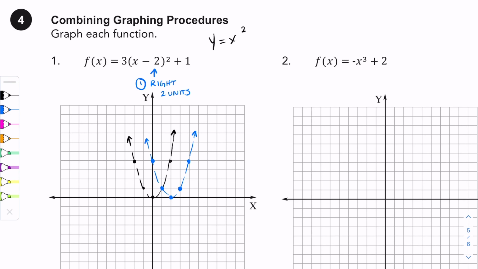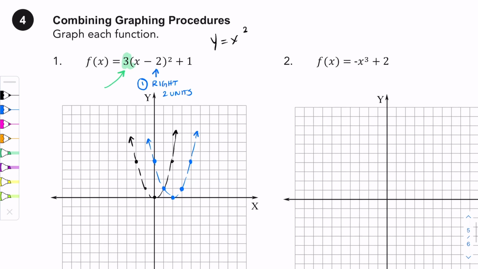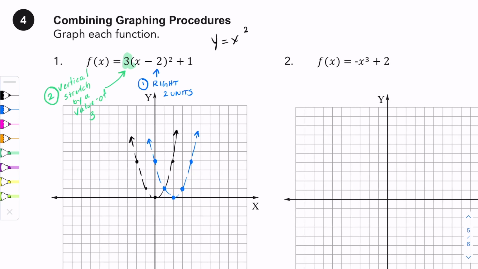The next thing we look at is dilations. We have a dilation of 3. This would be a stretch. So a vertical stretch by a value of 3. And that's the second step. If you have a vertical stretch, that means that you are multiplying all the y coordinates of your previous function by 3. The previous function is the last function that you graphed, which is the function in blue. It is this function right here.